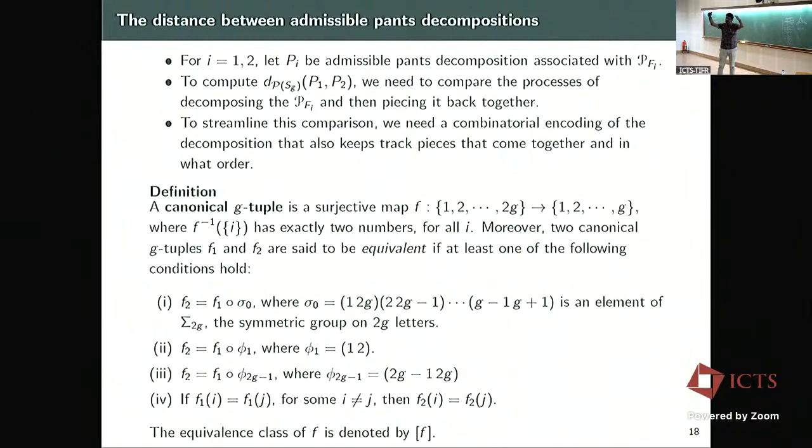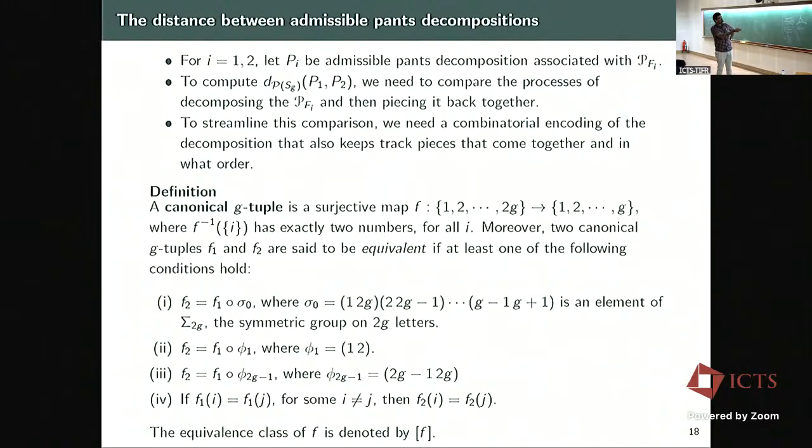You just have to keep track of what you are decomposing and what you are putting back together and in what order. Right? This is purely combinatorial. And that's exactly what we need to compare the processes of decomposing the PFI and then piecing them back together. Okay? And to streamline this comparison, we need a combinatorial encoding of this process. So this process of taking it apart and putting it back together is sort of a combinatorial process. You can make it a purely combinatorial process, right?